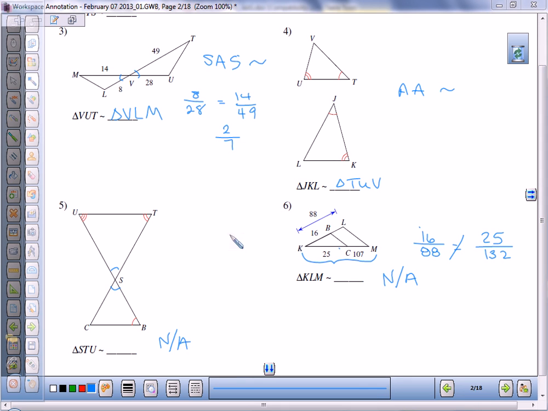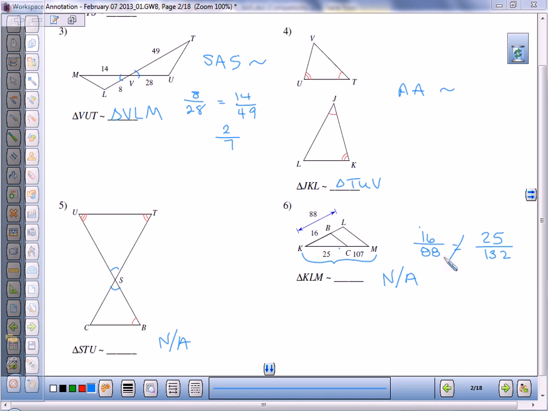Okay, number 5 is no good. We've got 1 congruent angle here. That's it. We've only got 1 pair of congruent angles. We have to at least have 2, or we have to know something about the sides. We have no side measures, so can't do anything with it. We cannot prove similarity.